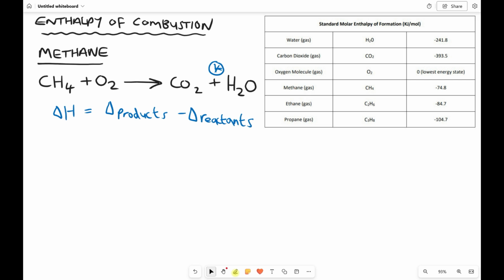So before we can do any calculation work, we need to make sure that our equation is balanced. We have each of our products and each of our reactants there, but we need to ensure that this equation is balanced. Now, the way that we approach this is, first of all, we need to make sure our carbons are balanced. Well, on the left-hand side, we have one carbon, and on the right-hand side, we have one carbon. So our carbons are balanced.